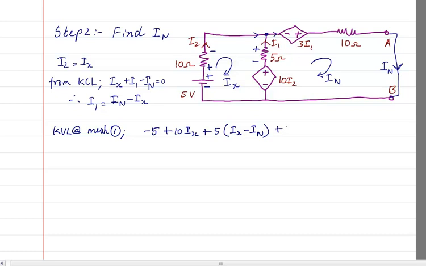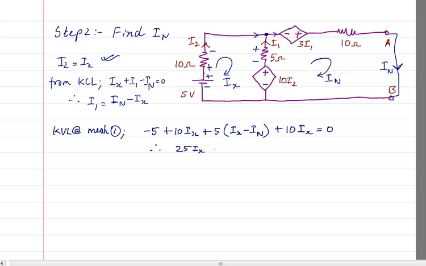Plus 10 I2. What is I2 here? I2 we have already found out is Ix. So I will write straight away as Ix, and that is going to be equal to 0, from which I can take all Ix parts together. So this is 10 Ix, 5 Ix, 10 Ix, which gives me 25 Ix.